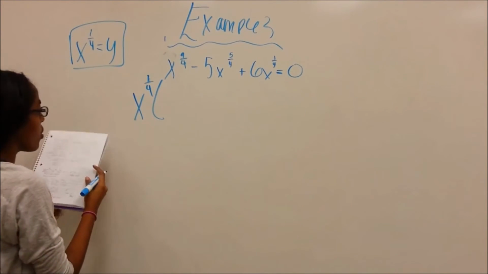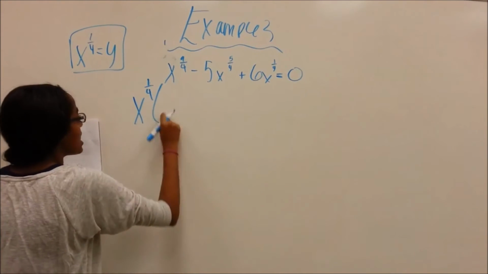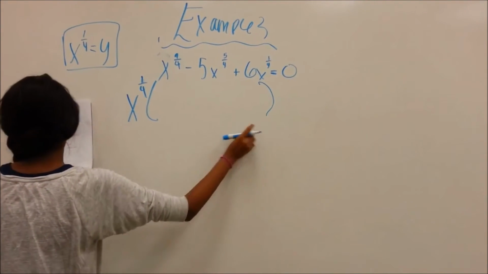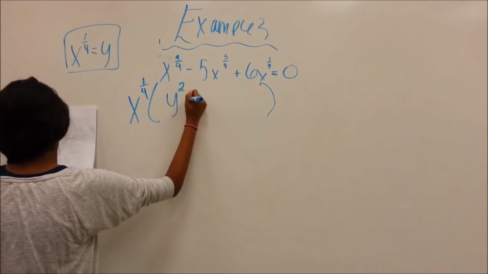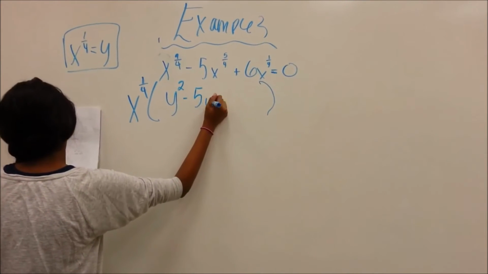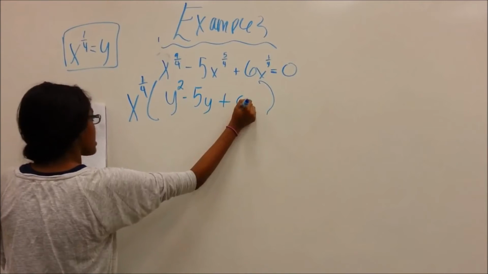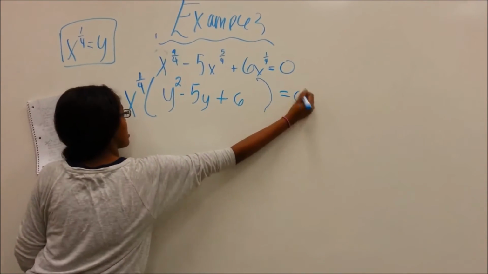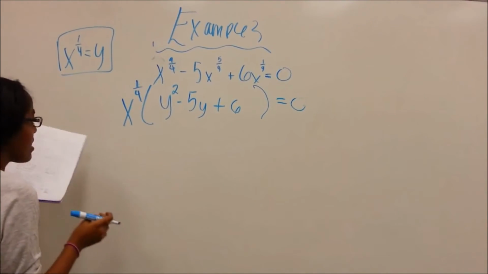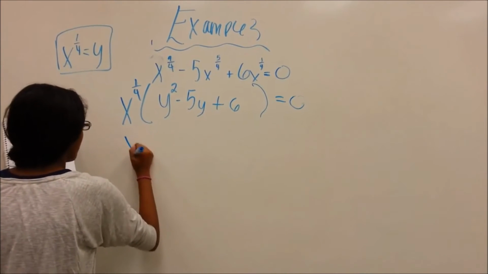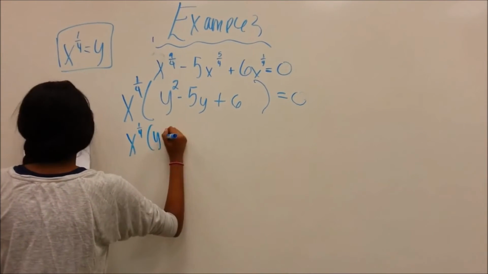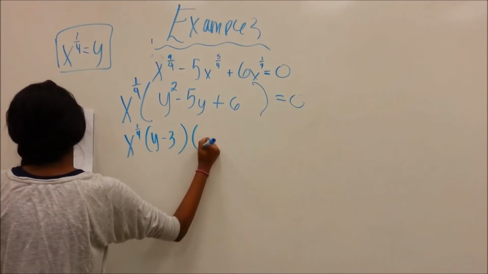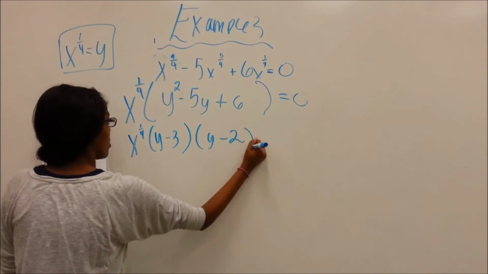So we're just going to change everything in these parentheses to be in terms of y. So this is going to be y squared minus 5y plus 6 equals 0. And this is just a simple quadratic, so you can factor it by using trial and error. So that's y minus 3 and y minus 2.